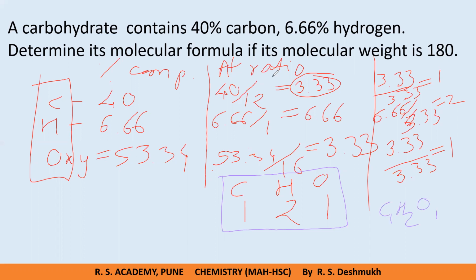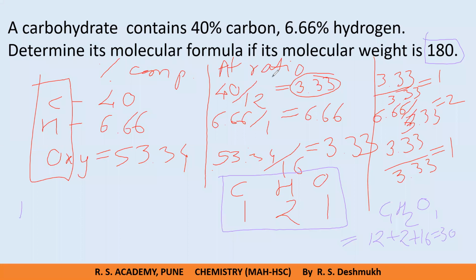CH2O. Second thing, what is the empirical weight of this compound? Now it is very clear. It will be 12 plus 2 plus 16, that is equal to 30. But the thing is that molecular weight is already given to you, that is 180.